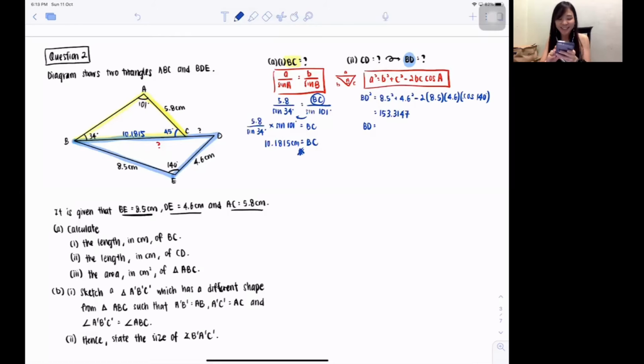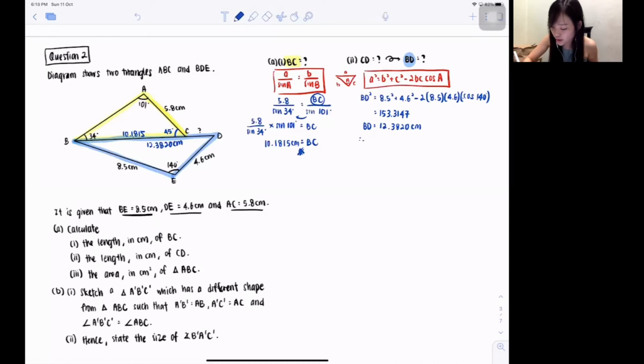Isn't it like this? Square it, then square root. Do you guys get 12.3820 cm? Done. So guys, this 12.3820 is the whole BD length, correct?